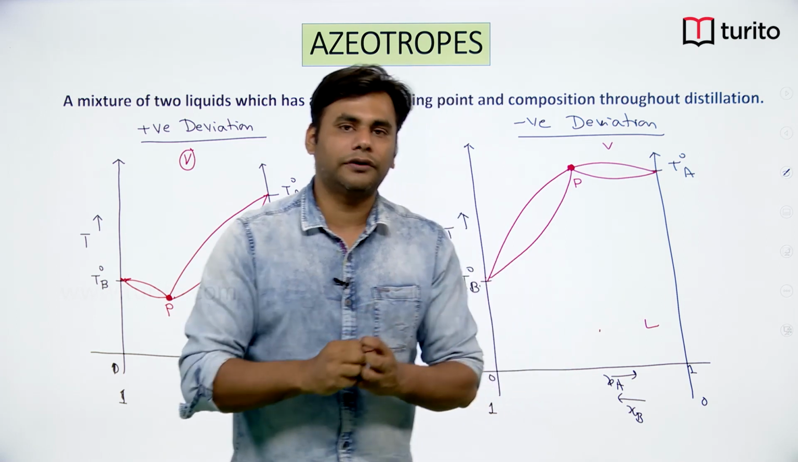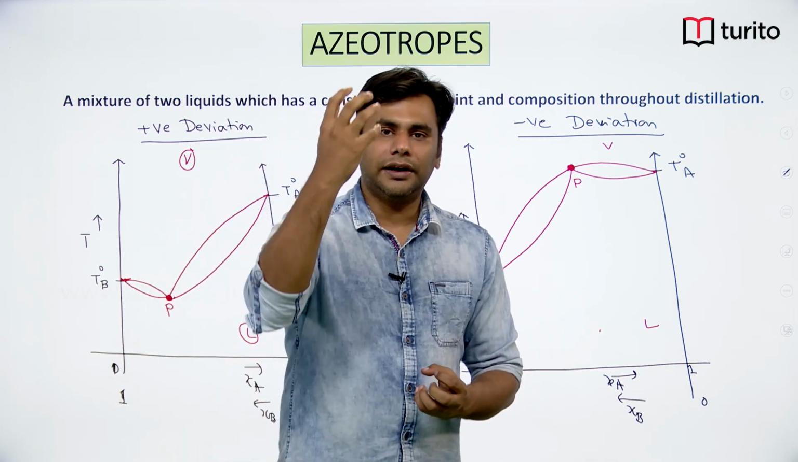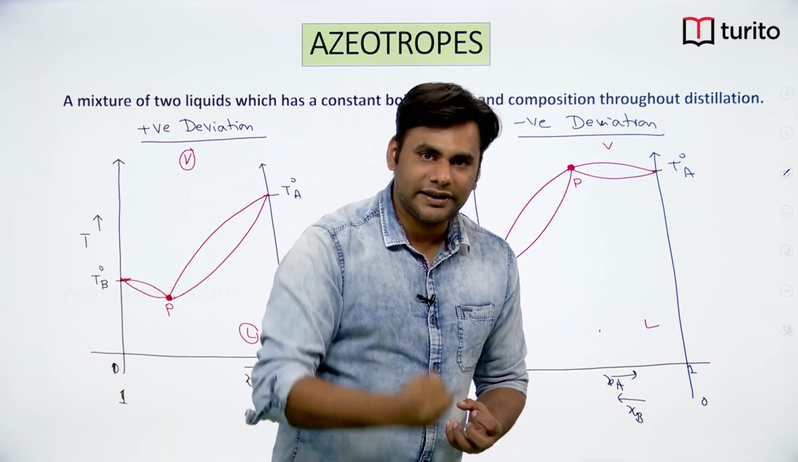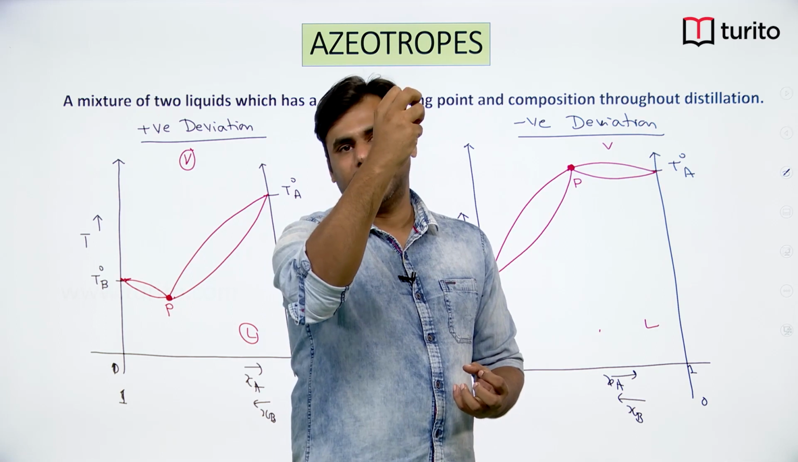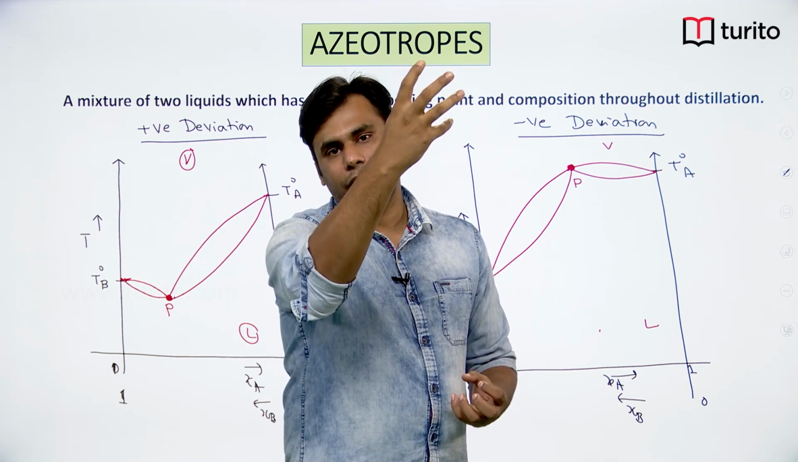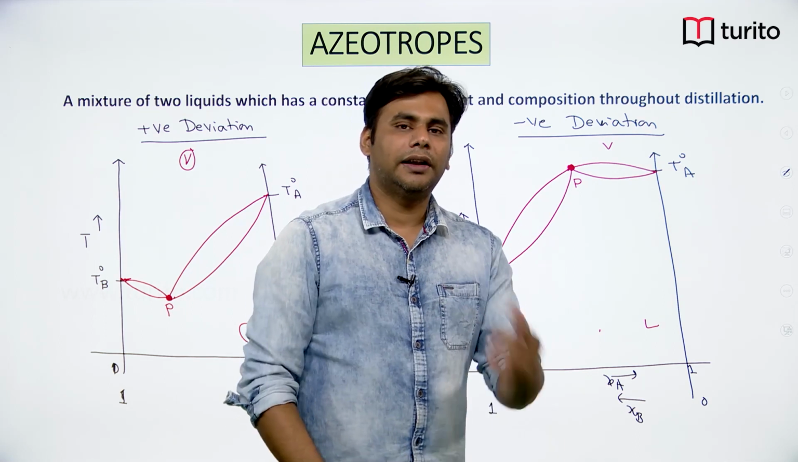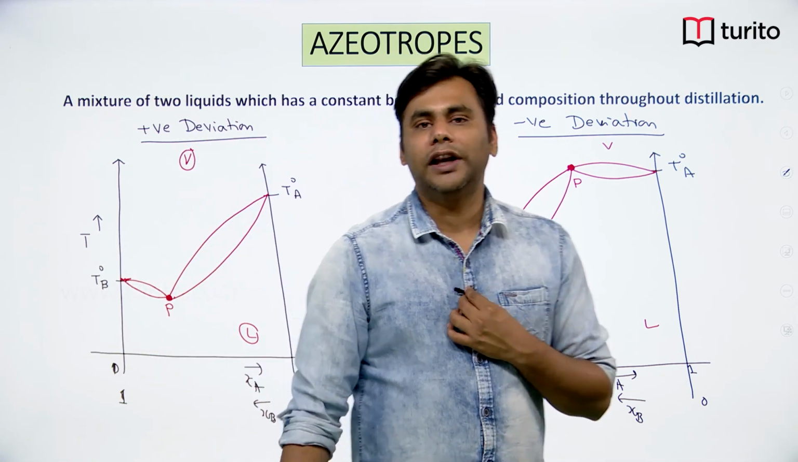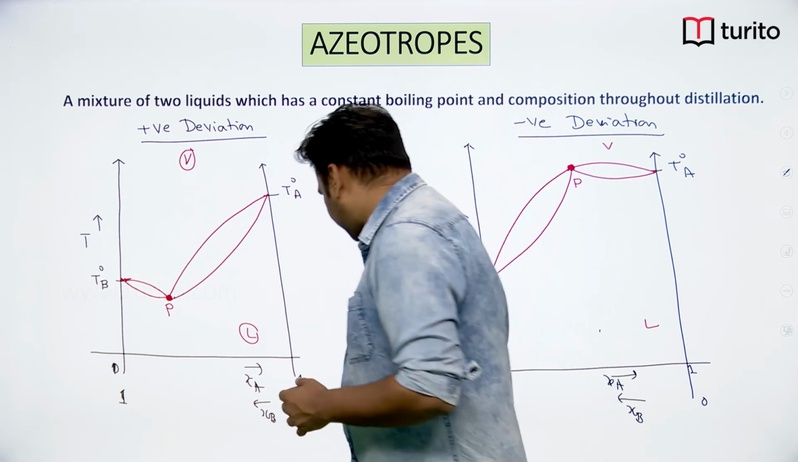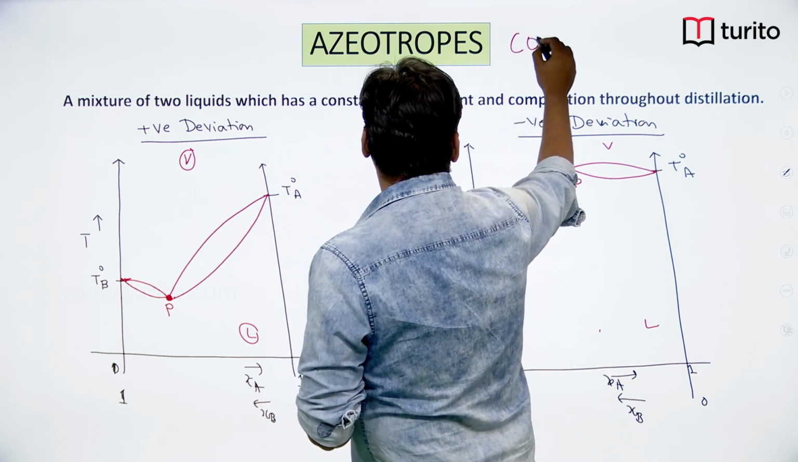So if you take a mixture of such compounds and you heat it, we get the vapor. Now when you condense the vapor, we get the same concentration of the components in the liquid that was there in the vapor phase, then that is called an azeotrope. So azeotrope is basically a constant boiling point mixture. They are also referred to as constant boiling point mixtures.